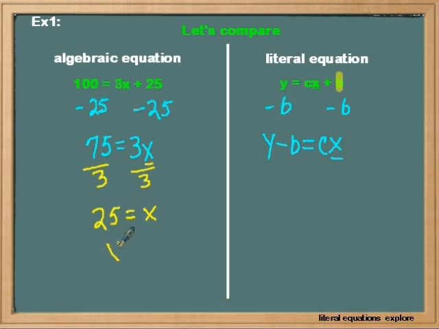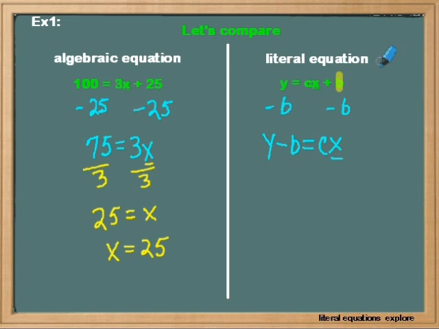Don't forget, you can write this another way. You can also say that 25 equals x. Both of those answers are correct. Notice we got to a numerical answer. Now let's go over to the literal equation and take a look at what we have to do now.